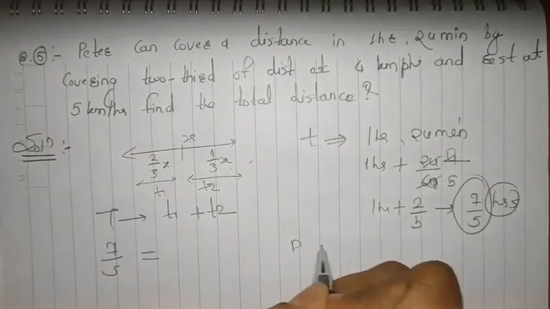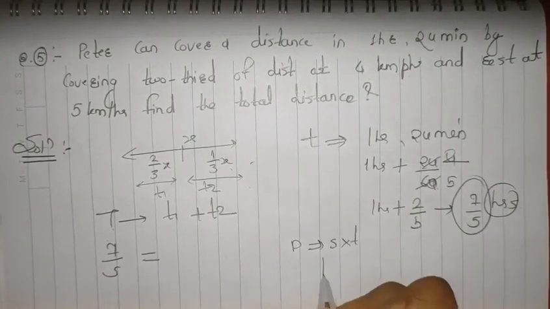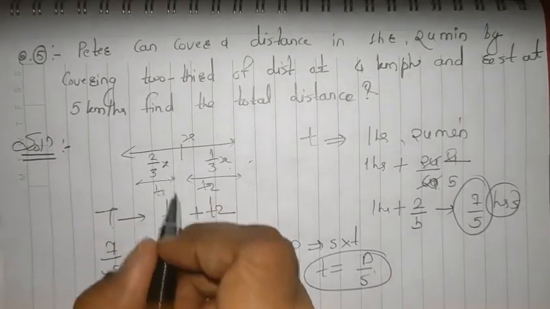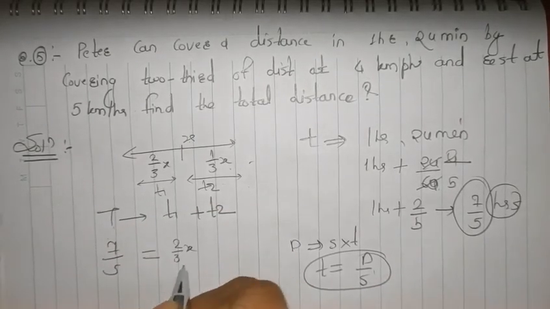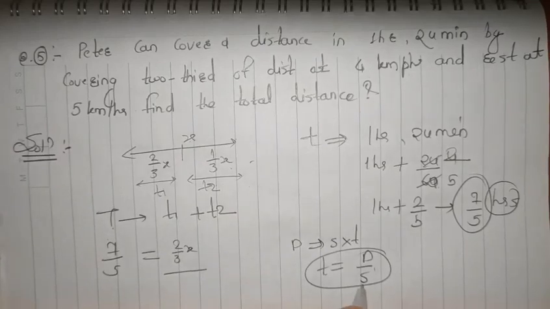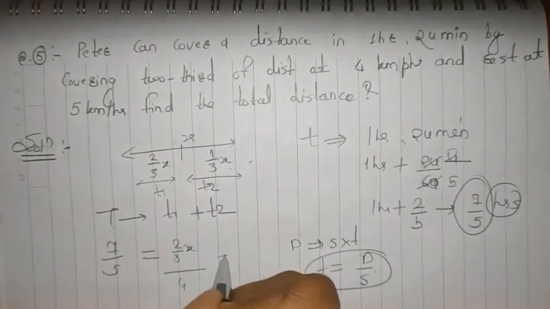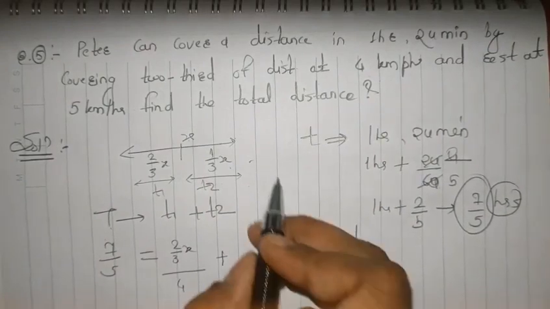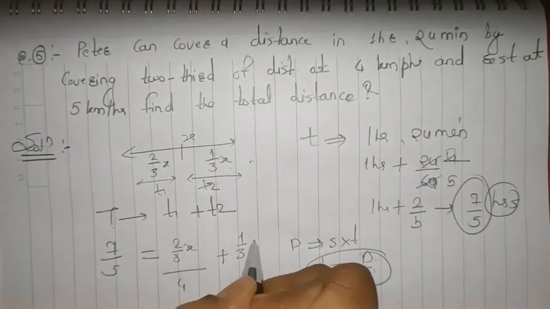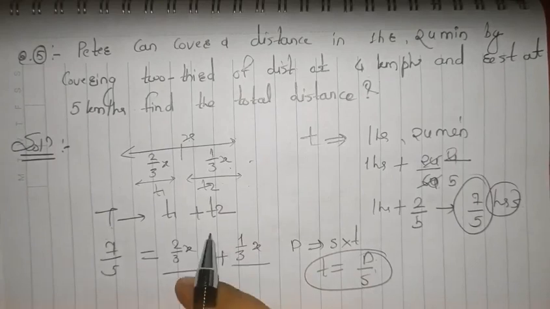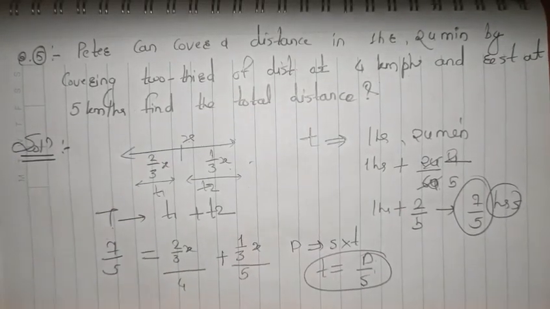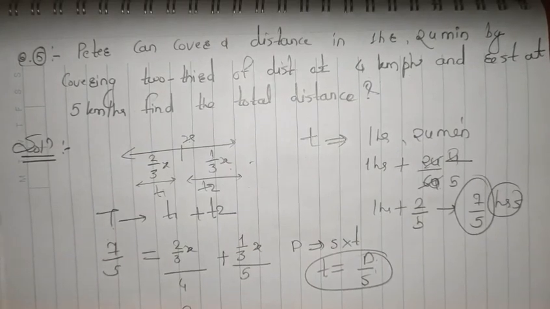As we know that distance is equal to speed into time, so time would be equal to distance upon speed. So what is our distance for the first part? It is 2 by 3x, divided by the speed for the first part, which is 4, plus the time for the second part. Now the distance for the second part is 1 by 3x, and the denominator, that is our speed, is 5 km per hour. So this is equal to 2 by 12x plus 1 by 15x.